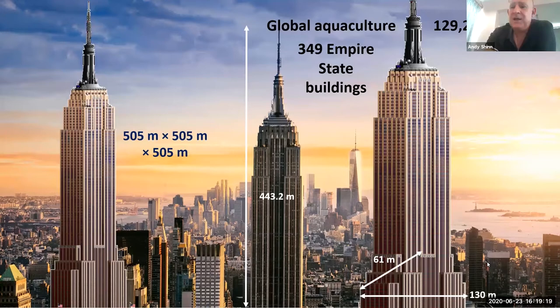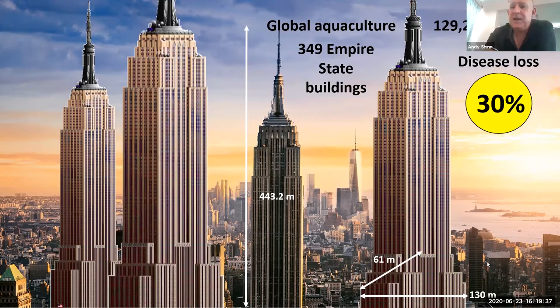But of course, we know that diseases are probably accounting for around a 30% loss. So you could automatically lose maybe 110, 120 Empire State Buildings worth of products, just to put it into a visual term for you. And of course, the economic value of this, we're probably losing around 60 billion US dollars a year due to different diseases.